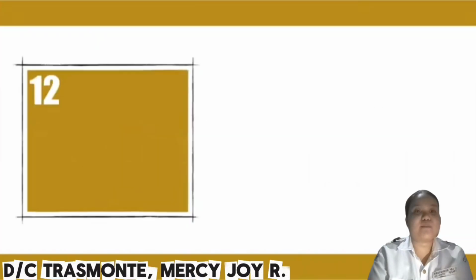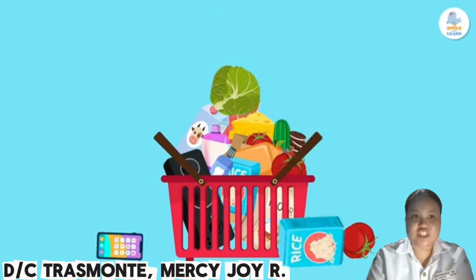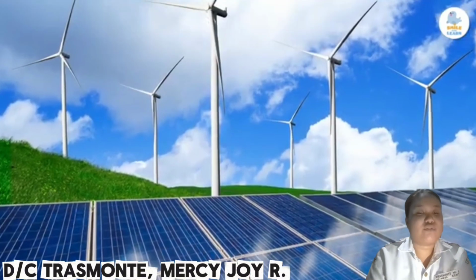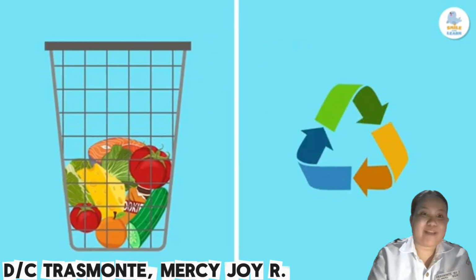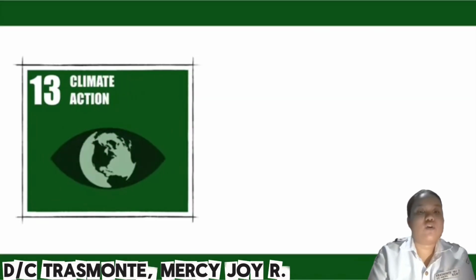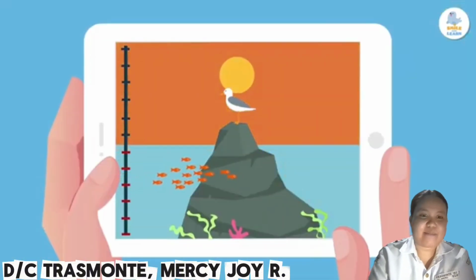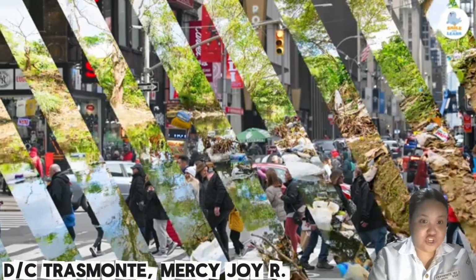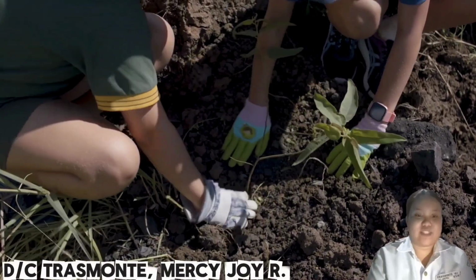Number 12, responsible consumption and production. Goal 12 encourages responsible use of resources and reducing waste. An example is recycling and reducing plastic use. Number 13, climate action. Goal 13 urges countries to act against climate change by reducing pollution. An example is planting trees to absorb carbon dioxide.